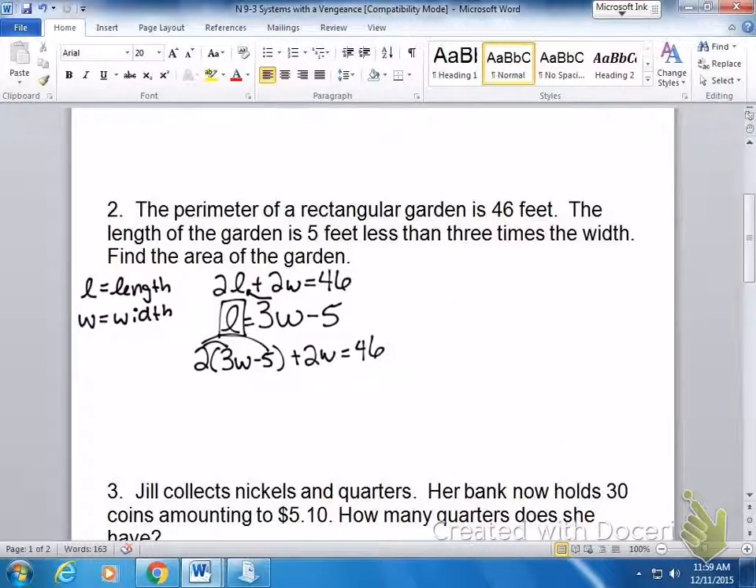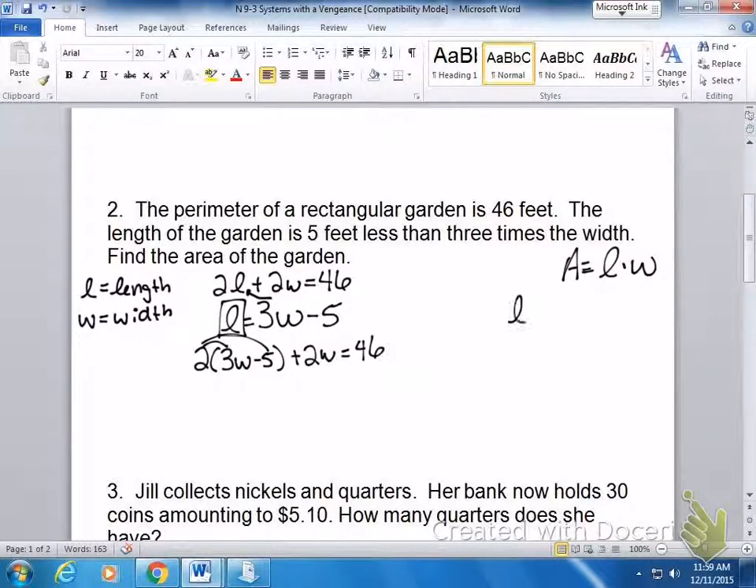Now you can go from here to find the width. Just make sure you distribute across the parentheses, combine like terms, and solve for W. Once you find W, you can plug that back in and find L. Now it asks for the area. Remember, area of a rectangle is length times width. So once you find both of those, you can plug them in.